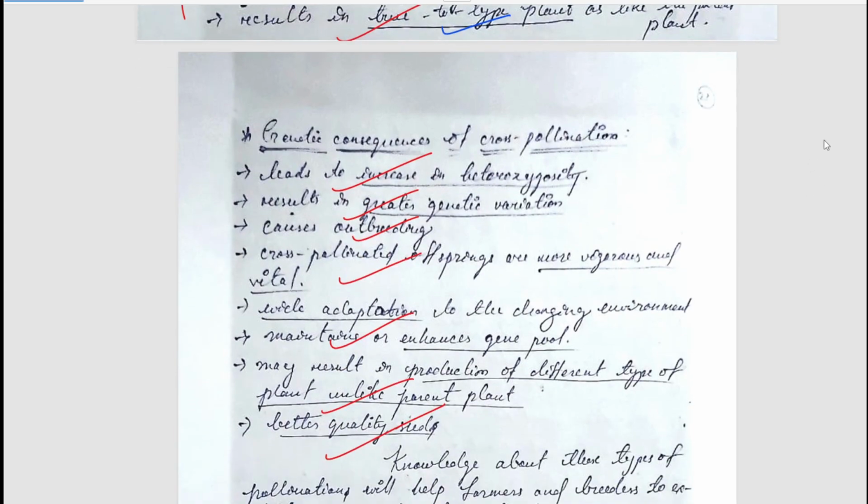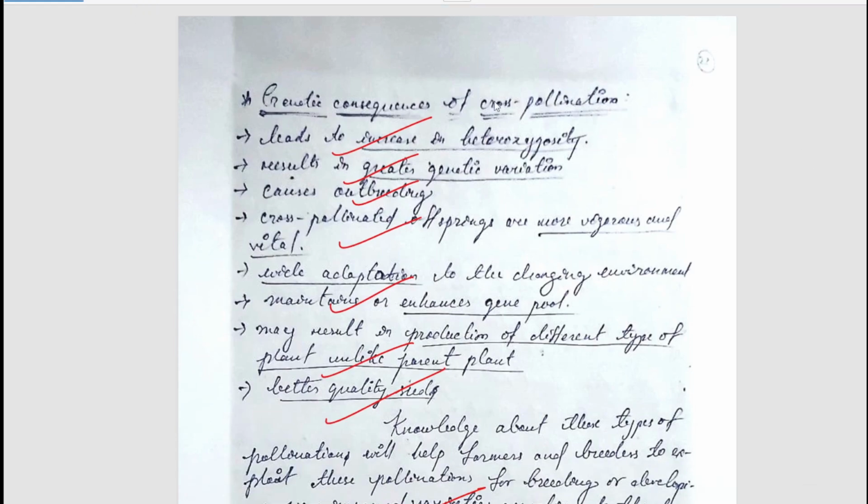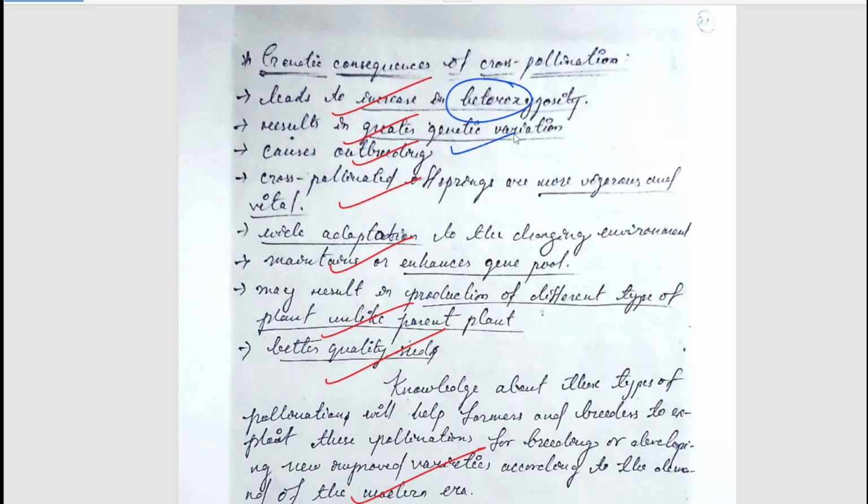Now we will see the genetic consequences of cross-pollination. Obviously, there was homozygosity there, here it is heterozygosity. Heterozygosity will be increased. There will be genetic variation. Outbreeding can be caused. They will be more vigorous and vital. Adaptation will be wide. It enhances the gene pool. Production of different types of plants, unlike the parent plant, so here we will see diversity in production.